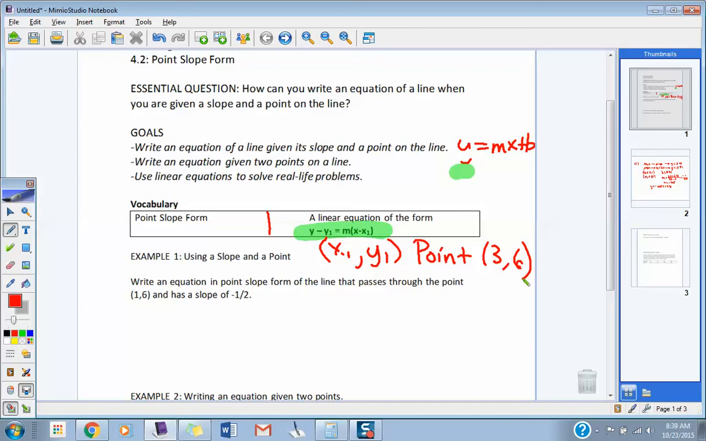So based on that point 3 comma 6, what do you think the y1 value would be? What are you going to throw in for y1? The 3 or the 6? The 6. Okay? Then this is going to equal m being my what, guys? M being my what? Slope. X is just going to stay an x. What do you think the x1 would be if this was my point right here?